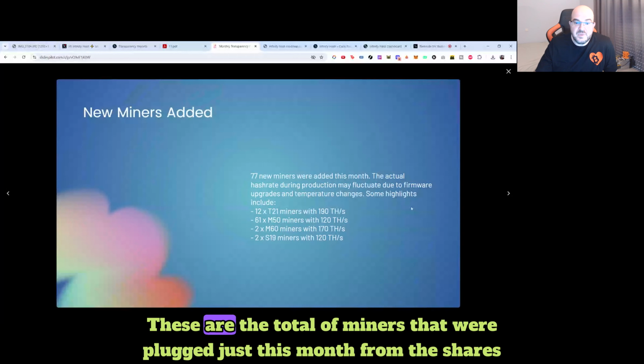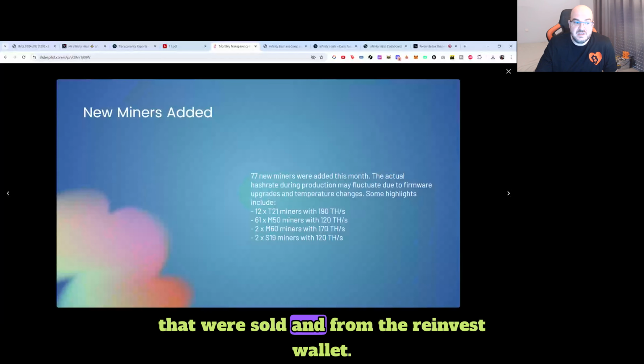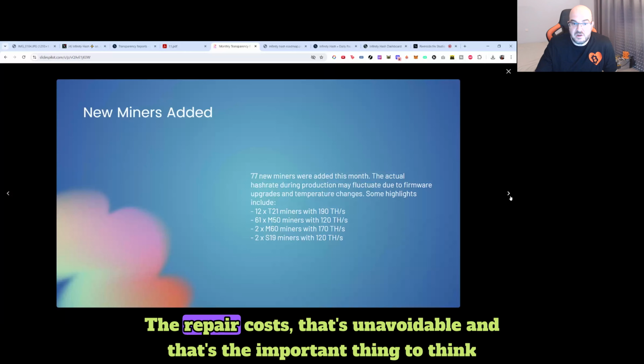Okay, these are the total of miners that were plugged in just this month, from the shares that were sold and from the Reinvest wallet.